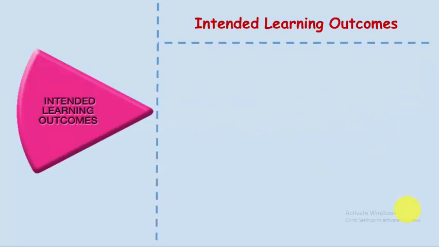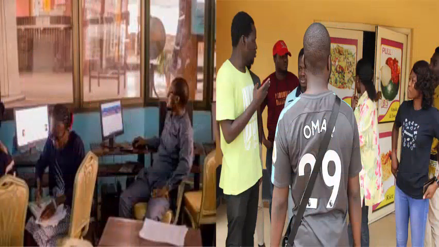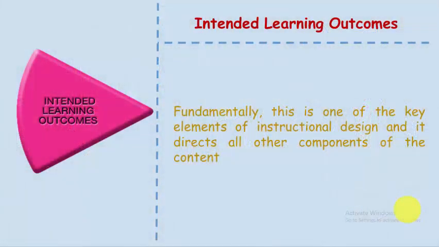Another important element of instructional design is intended learning outcomes. Fundamentally, this is one of the key elements of instructional design, and it directs all other components of the content. Intended learning outcomes are the skills and knowledge that you expect your students to acquire after going through the content. These learning outcomes determine the instructional content and learning activities to be incorporated. In other words, the intended learning outcomes direct all other components of the content.